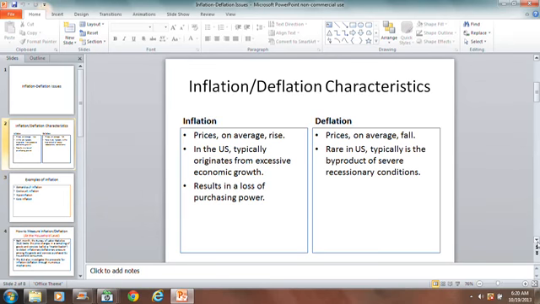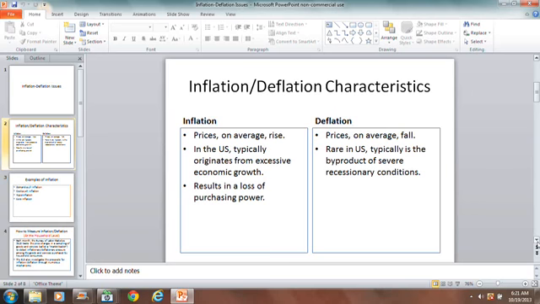Now, the main problem with inflation is that it results in the loss of what's called purchasing power. And purchasing power is the ability of your income to acquire goods and services. So if prices are going up on average and your income isn't rising as fast, then you lose purchasing power. It becomes more expensive to buy goods and services, and so your money has less purchasing power. It has the power to buy less goods and services. So the main problem with inflation is that it results in a loss of purchasing power.